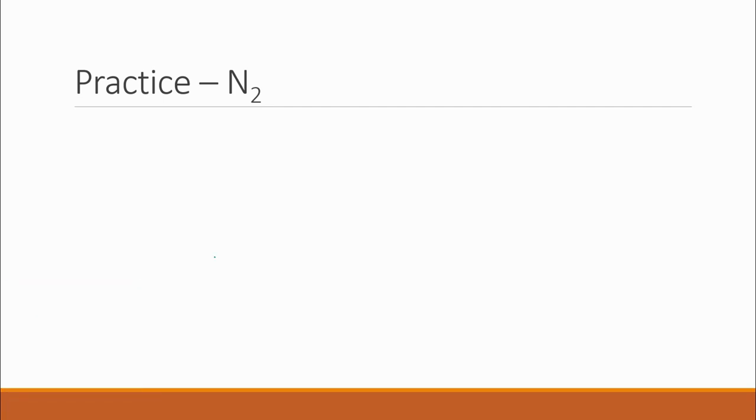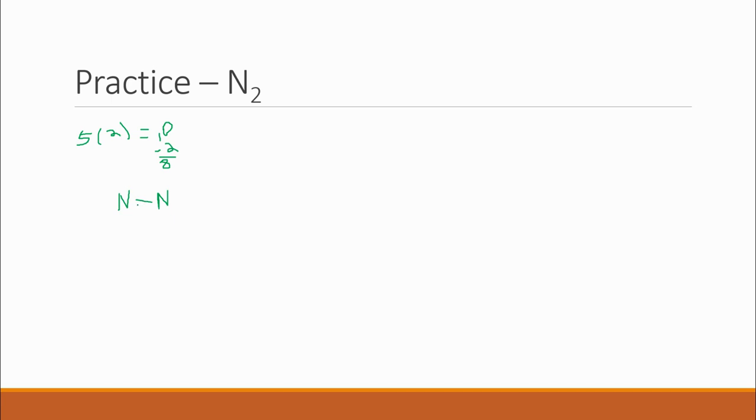Okay, our second practice is N2. Go ahead and pause the video and try and draw N2 on your own. Again, our first step is to count the valence electrons. Nitrogen has 5 valence electrons, so 5 times 2 gives us a total of 10 valence electrons. And then again, we just have 2 nitrogens, so I'm just going to bond them with a single bond. So I've used 2 electrons, so I have 8 more to go. Well, I know that this nitrogen on the left needs 6 electrons, the nitrogen on the right needs 6 more electrons because they already just have 2.